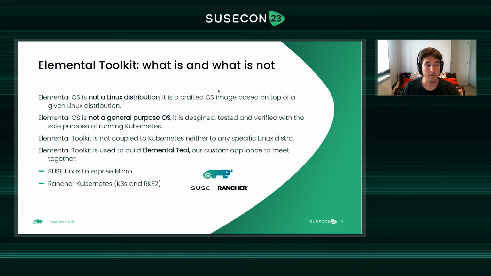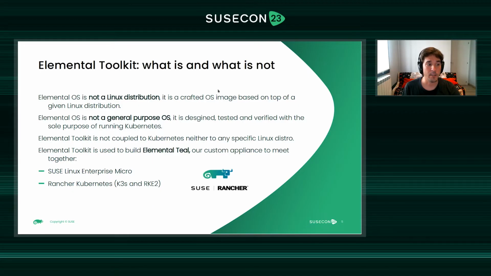So now I would like to make a point on what is and what is not the Elemental Toolkit and Elemental OSs. Basically, an Elemental OS is not a Linux distribution. I want to make this clear. We are not providing a new Linux distribution. We are just basically crafting an OS image based on top of a given Linux distribution. We are just providing a way, an opinionated way, to build an OS image, not a distribution. Also, an Elemental OS is not a general purpose OS. It is designed, tested, and verified with the sole purpose of running Kubernetes.